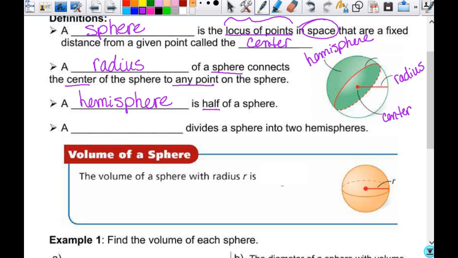But what's going to divide a sphere into two hemispheres is what's called a great circle. Okay, so the great circles are important to us. The great circle has the same radius and circumference as the sphere itself does. So they share a lot of stuff that a circle that's not a great circle would not. Okay, we good?